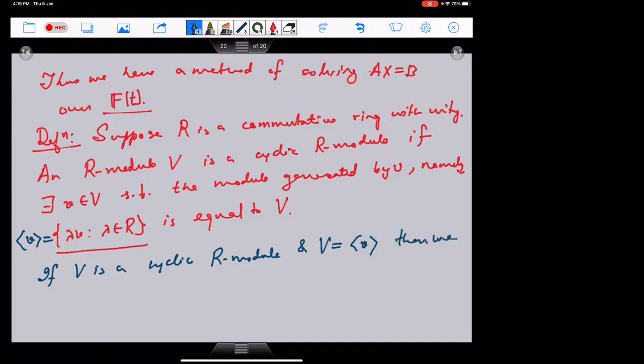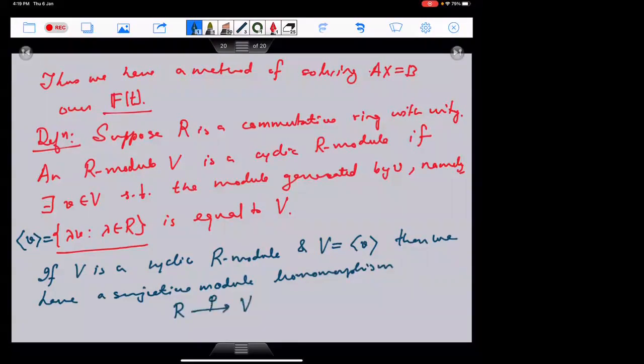Then we have a surjective module homomorphism from R to V. Some map: I send lambda to lambda v, so that the kernel of this map is an R module. When we were talking about Schur's lemma, at that time also this kind of thing we discussed. The kernel is the module of relations of v.